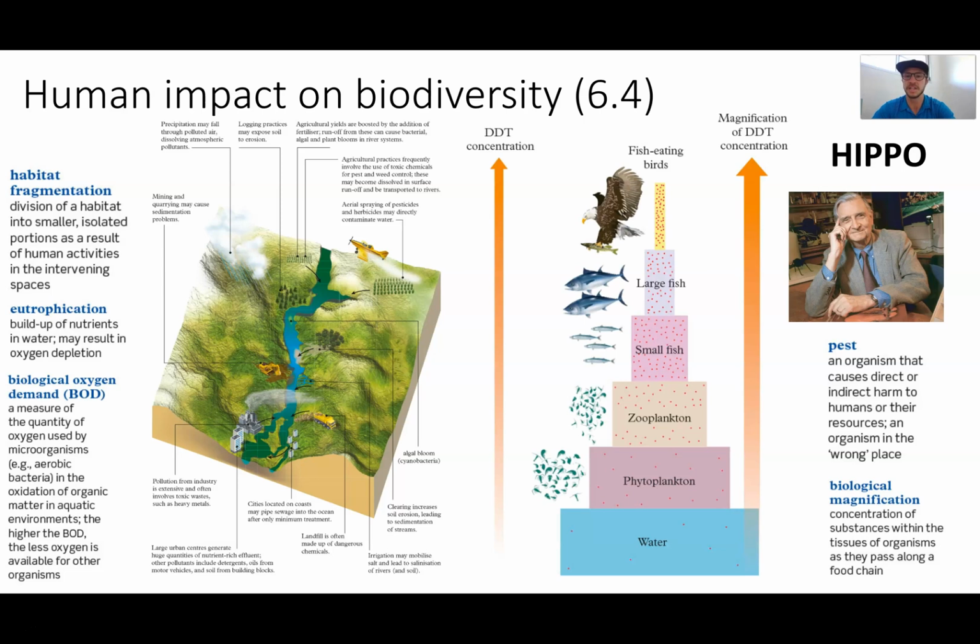So this second image here shows us what is called biological magnification, and it's the concentration of substances within the tissues of organisms as they pass along up the food chain. So an example of this is the Minamata disease. It was first discovered in Minamata City, which is in Kumamoto in Japan in 1956. And it was this disease caused by the release of mercury in the industrial wastewater from a nearby factory.